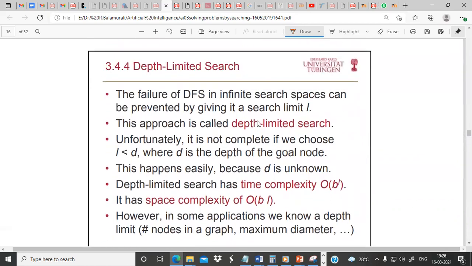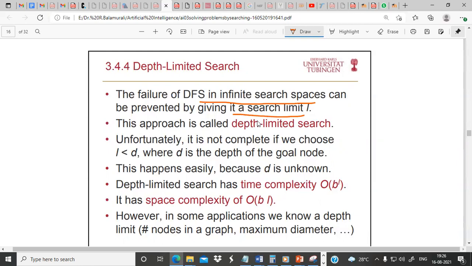There are also other concepts of DFS. So there is something called depth limited search. One of the major drawbacks of DFS is that it is incomplete. That is, it may not find a solution when a solution exists. Why does this happen? Because the tree may be of infinite length. But this problem can be rectified by using a technique, and that's what we are going to discuss. The failure of DFS in infinite search space can be prevented by giving a search limit.